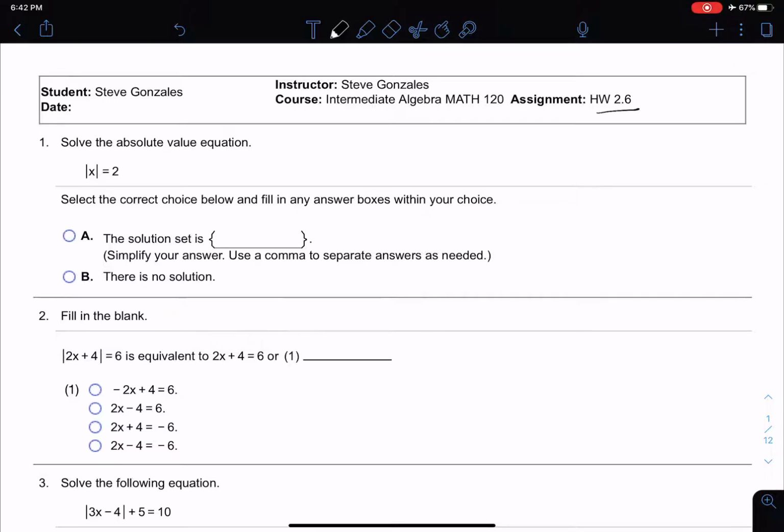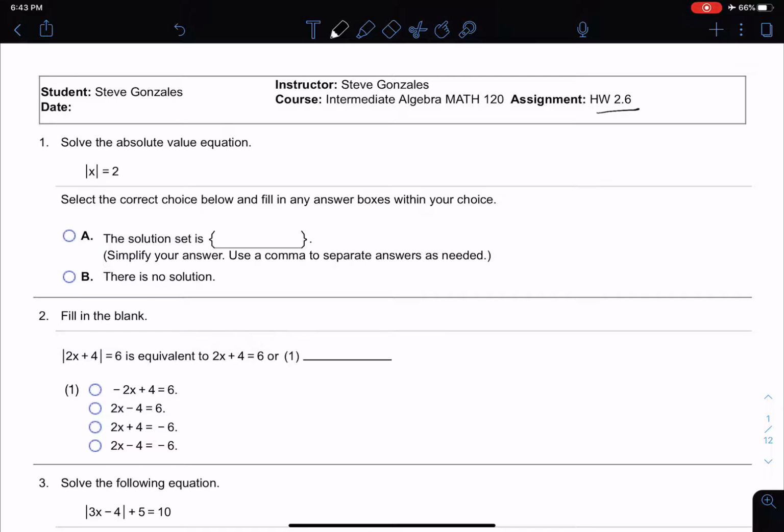Now, 2.6 takes a look at absolute value equations and inequalities, and it's the inequalities that can be a little bit challenging at times. But let's go ahead and get started. And I will pop in and out of a couple pages to do my own little take on maybe a little lecture on this as we're doing problems.